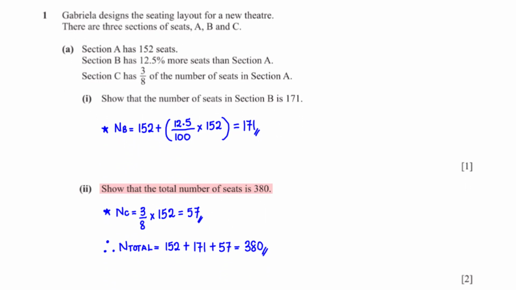First, let's find the number of seats in Section C, which is 3/8 times 152. This gives us 57. So now, the total number of seats is equal to the number of seats in Section A, which is 152, plus the number of seats in Section B, which is 171, plus the number of seats in Section C, which is 57. This gives us 380.